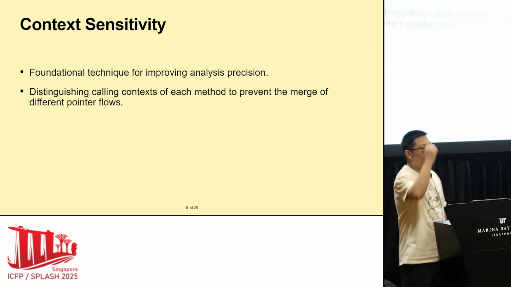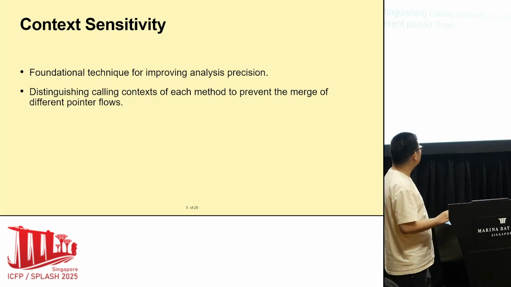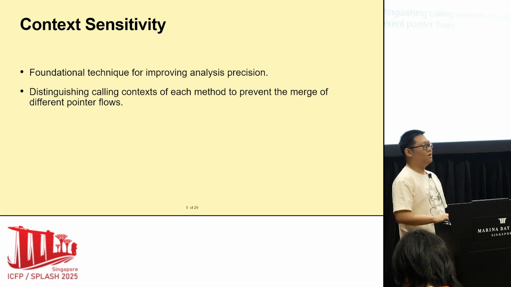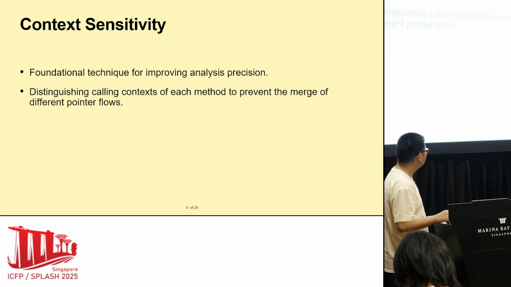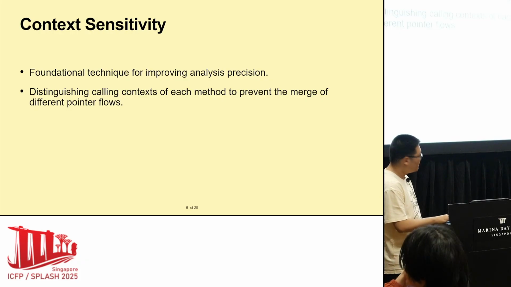So context sensitivity is basically known as a fundamental technique for improving analysis precision. It distinguishes calling contexts for each method to prevent the merge of different pointed-to values.